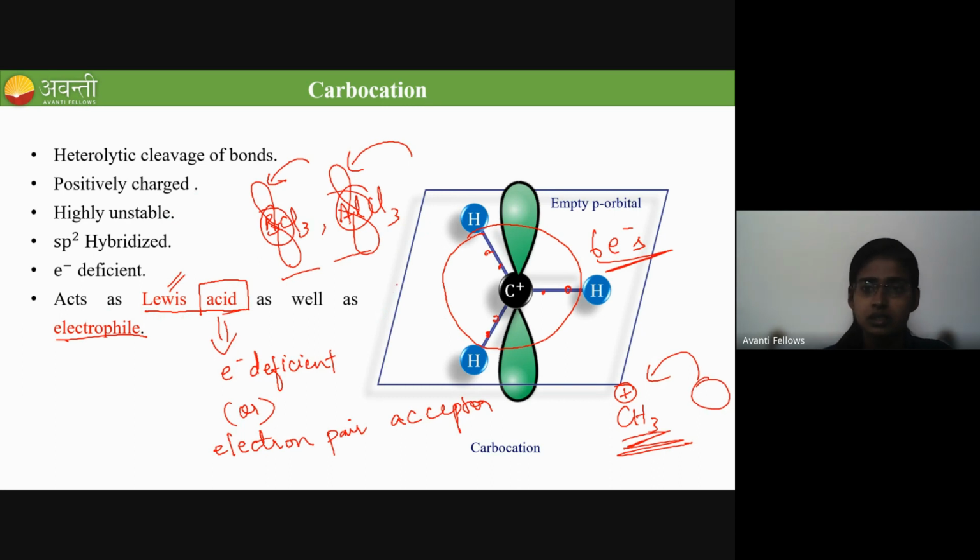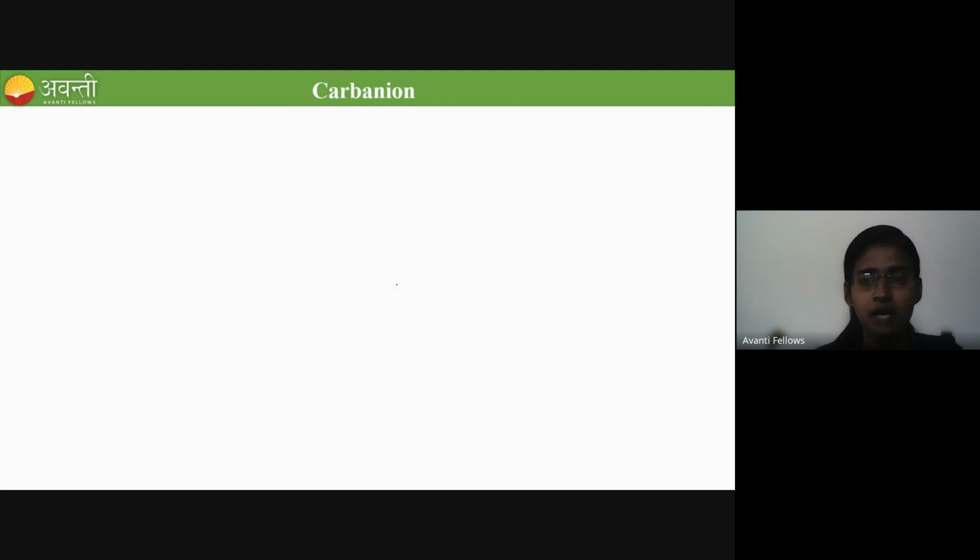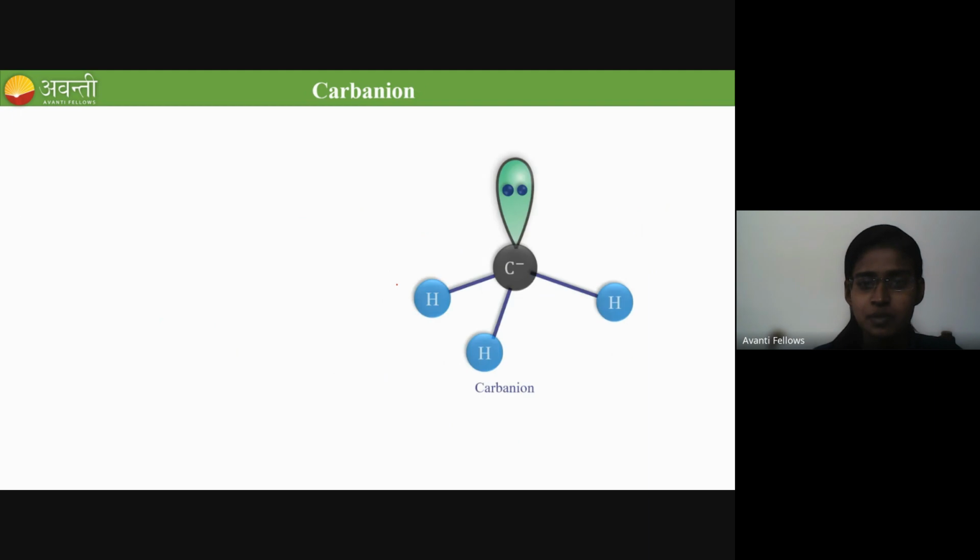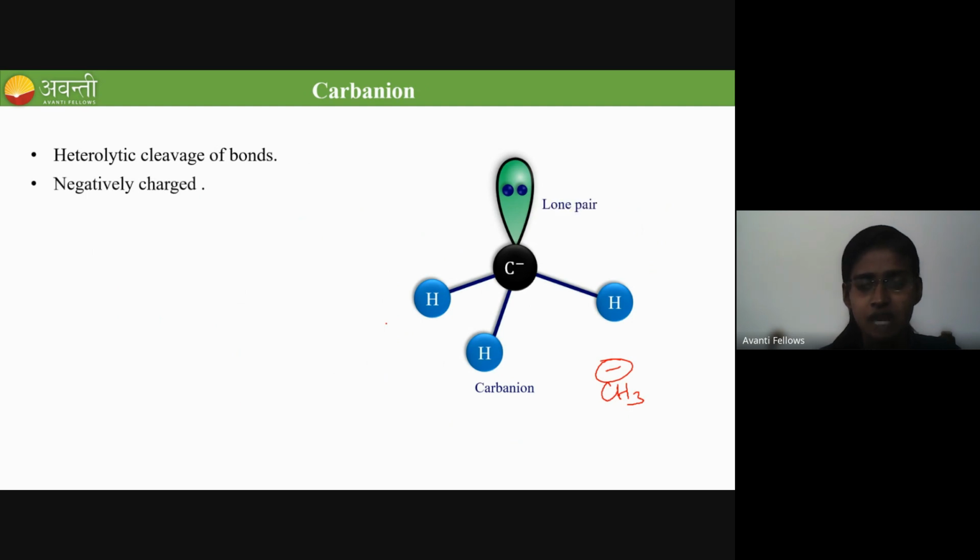Shall I go on with carbanion? Now coming to carbanion, students. The negatively charged species are called carbanion. It is also formed by the heterolytic cleavage of bond. What is the formula here? CH3 minus. It is a negatively charged compound having one lone pair in its hybridized orbital, and it is also highly unstable.